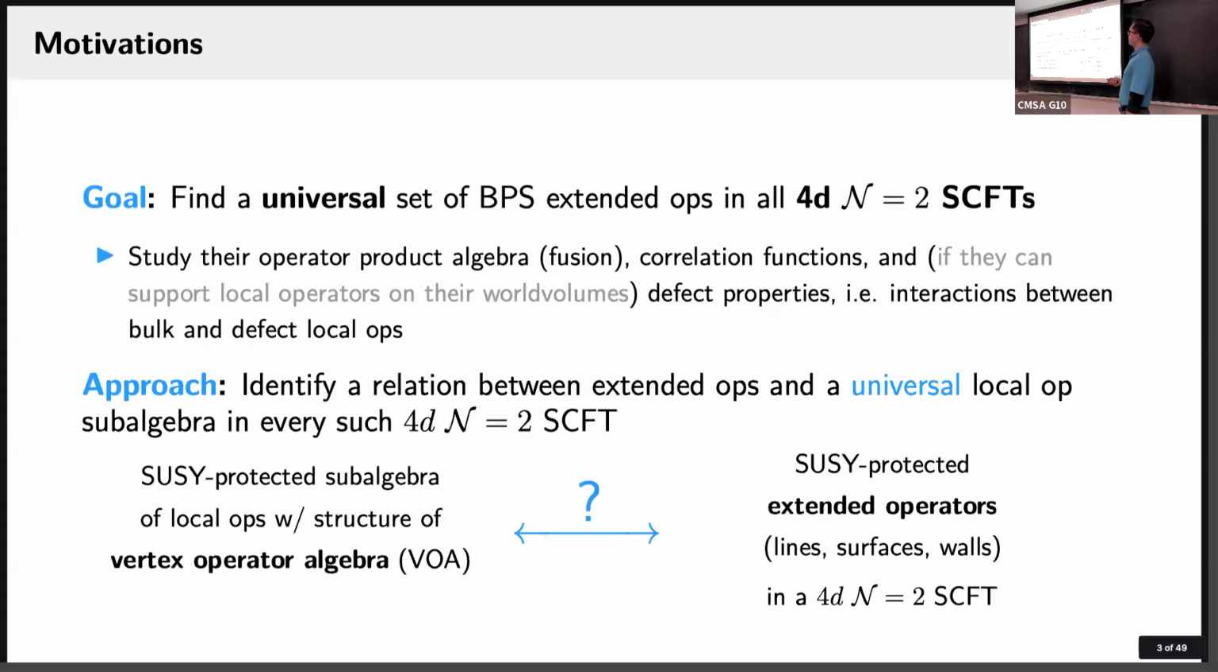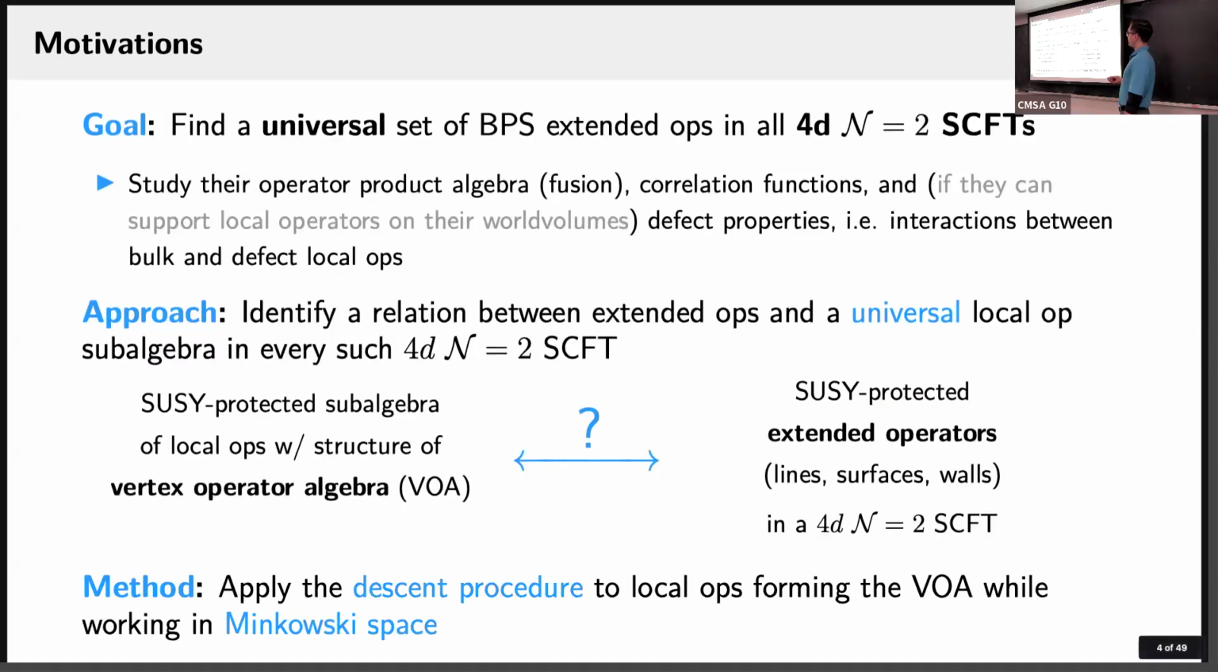And our approach for doing this is going to be the following. We want to try to identify a relation between extended operators and a particular universal local operator subalgebra that exists in every 4D N=2 SCFT. In particular, this local operator subalgebra is a SUSY projected subalgebra, and it has the structure of a vertex operator algebra. And our method for doing this is to apply what's called the descent procedure to the local operators forming this vertex operator algebra while working in Minkowski space. And you'll see throughout the talk, or I'll explain rather, why I'm emphasizing our setting here in Minkowski space.